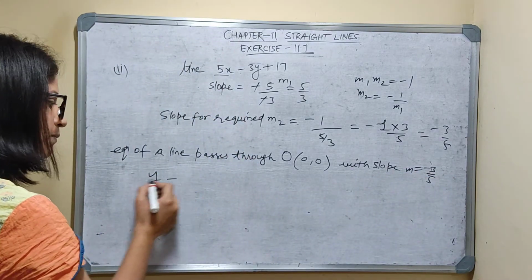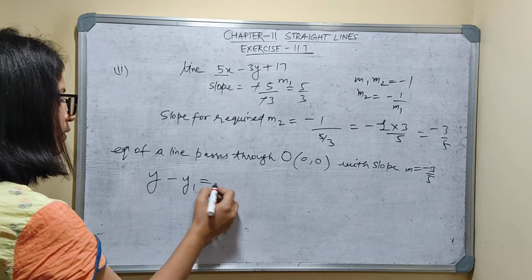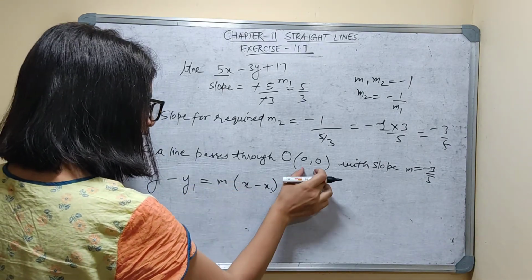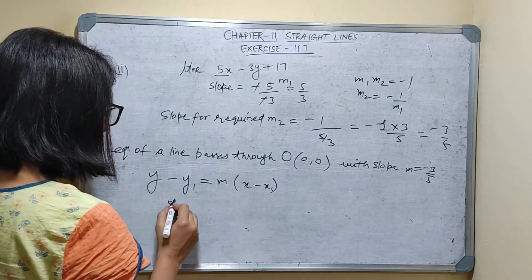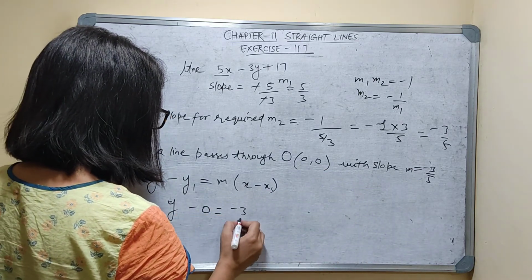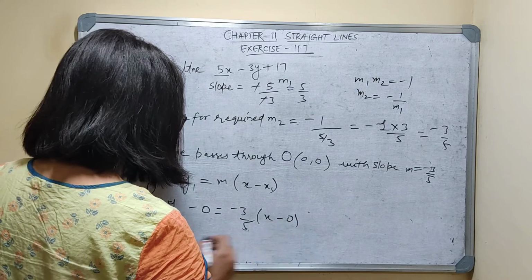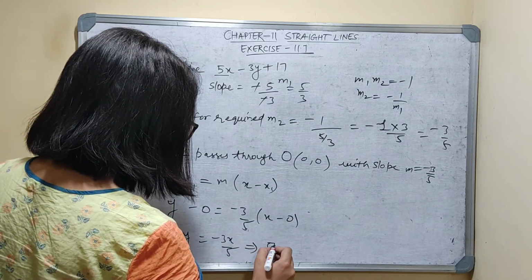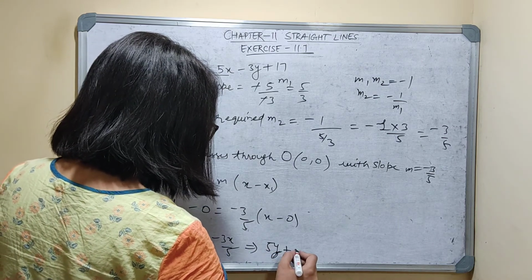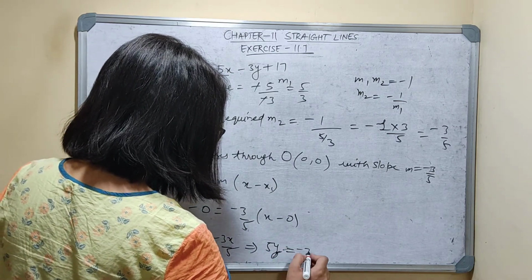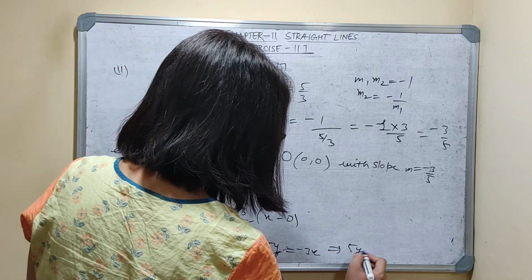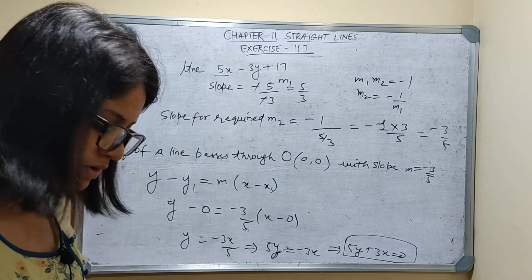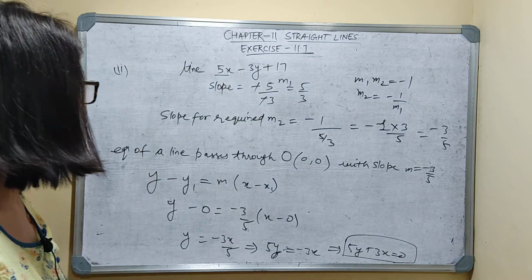You know the formula, previously we learned this: y minus y1 is equal to m, x minus x1, where x1 and y1 are the point and the slope is given. So y minus 0 is equal to minus 3 by 5, x minus 0, or y is equal to minus 3x by 5, or by cross multiplication 5y is equal to minus 3x, or 5y plus 3x is equal to 0, or you can write 3x plus 5y is equal to 0. This is the required equation. Thank you.